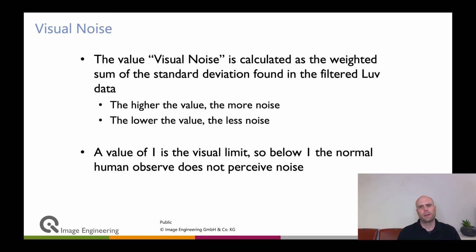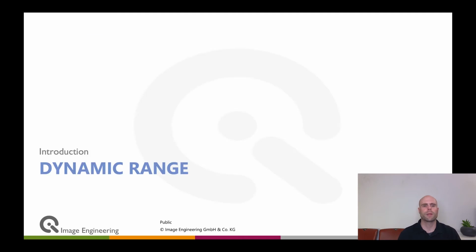By design, we can say that a visual noise value of 1 is about the perceptual limit. So at 1 and below, an untrained, normal human observer will not see any noise. And the higher the number, the more noise you get. In the range of a visual noise of 3, 4, you already have very significant noise. If it's 6, 7 or more, you have really heavy noise. That's just to give you an idea of the range.